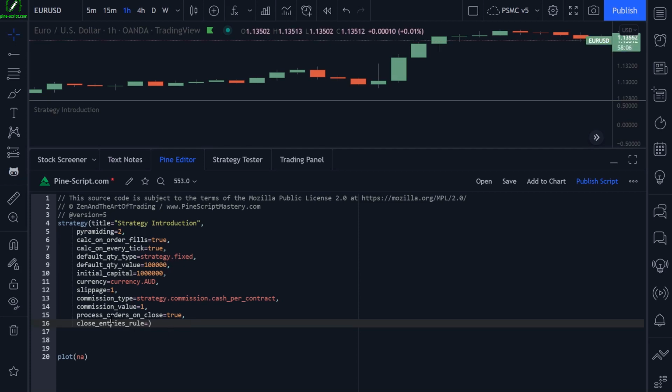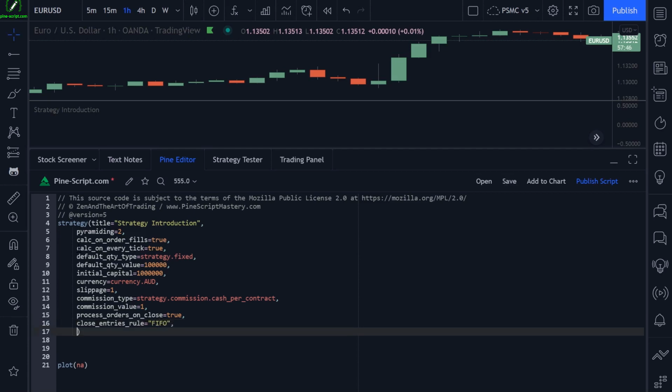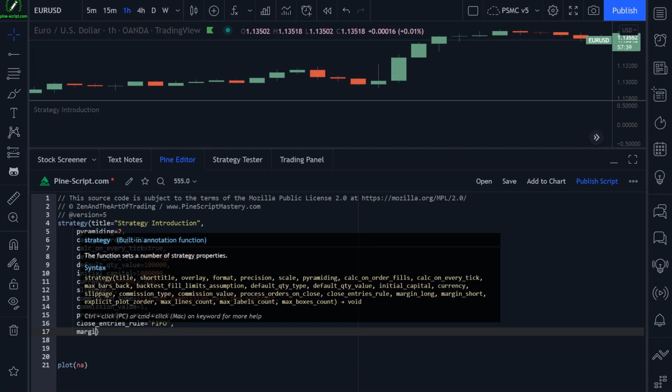But the way you change the rule that governs how your trades are closed out is using a string. You can set it to FIFO, first in, first out, or you can set it to any. Those are the two options you have, and they are just a string value. Set that back to FIFO, and we'll move on to the next parameter, which is margin long.